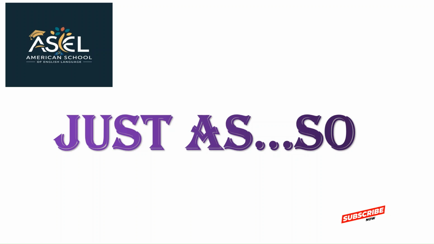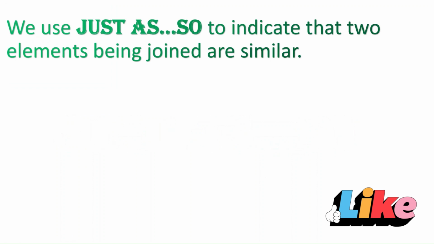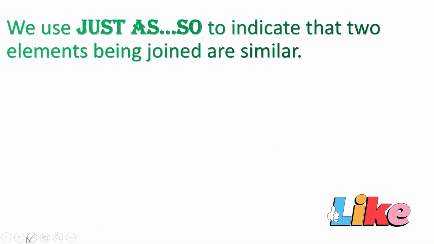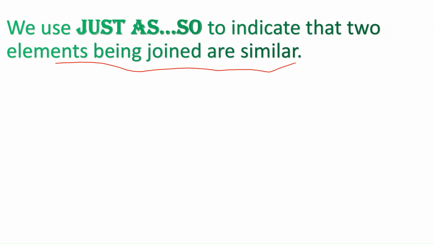Guys, today in this video we will talk about the correlative conjunction just as...so, and we will discuss all its uses. So let's proceed. We use just as...so to indicate that the two elements being joined are similar. That's why we use just as...so.